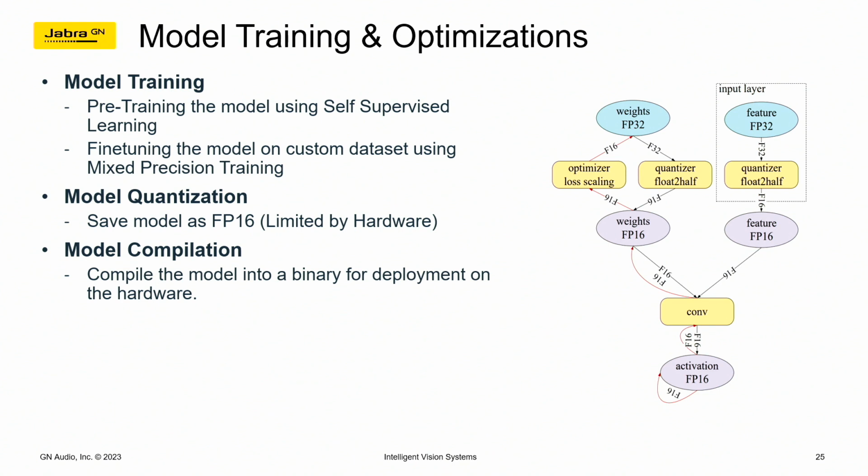Again, limited by the hardware, we have to quantize our model or do quantization-aware training, and we quantize the model and save it in floating point 16. Hopefully, in some new products, we might be able to do int8 and int4 as well. And then we finally do the model compilation, so converting it to binary, and off it goes.